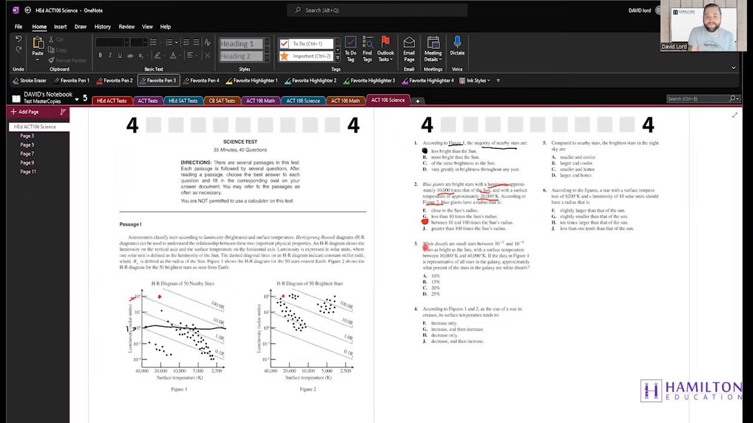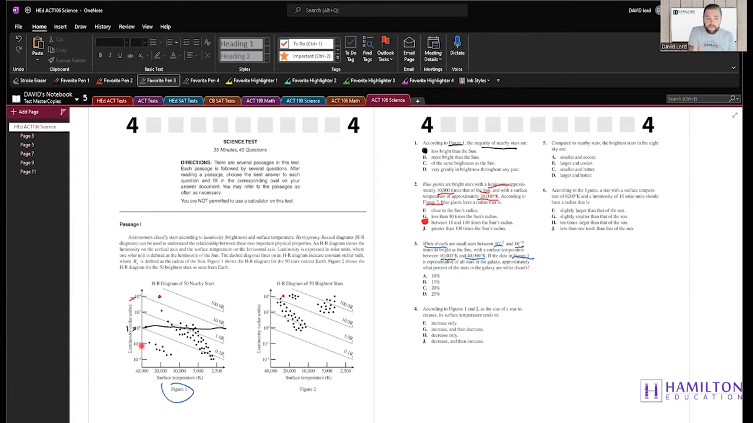Question number 3. White dwarfs, same thing as before, it's italicized, are small stars between 10 to the negative 2 and 10 to the negative 4 times as bright. So this is again referring to the y-axis. With the surface temperature between 10,000 and 40,000, it's referring to the x-axis. If the data in figure 1, so we're going to be looking at figure 1 here, is representative of all stars in the galaxy, approximately what percent of the stars in the galaxy are white dwarfs?